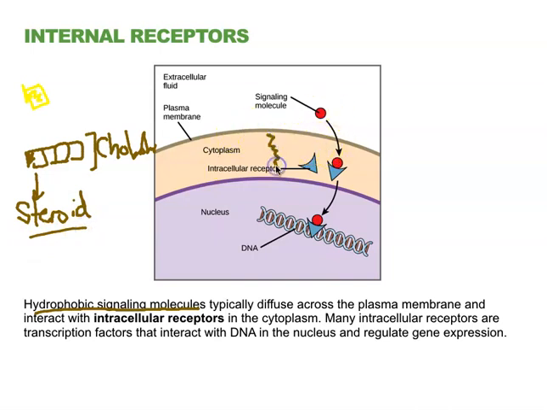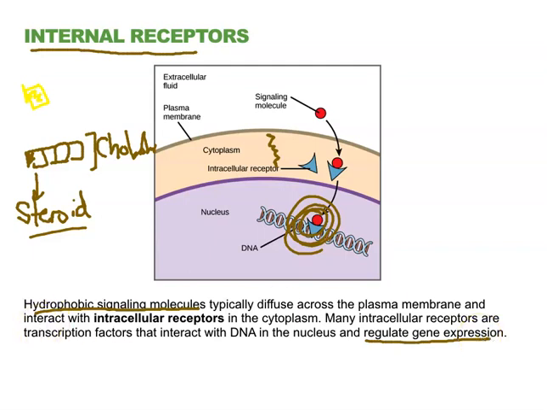Literally, they just diffuse. The molecule passes through the membrane, binds to the receptor inside the cytosol of the cell, and then travels to the nucleus, where it regulates what's going to happen inside the cell. So these internal receptors, generally speaking, are specific to hydrophobic signaling molecules, and they tend to regulate things like gene expression, which we come to in a few chapters.